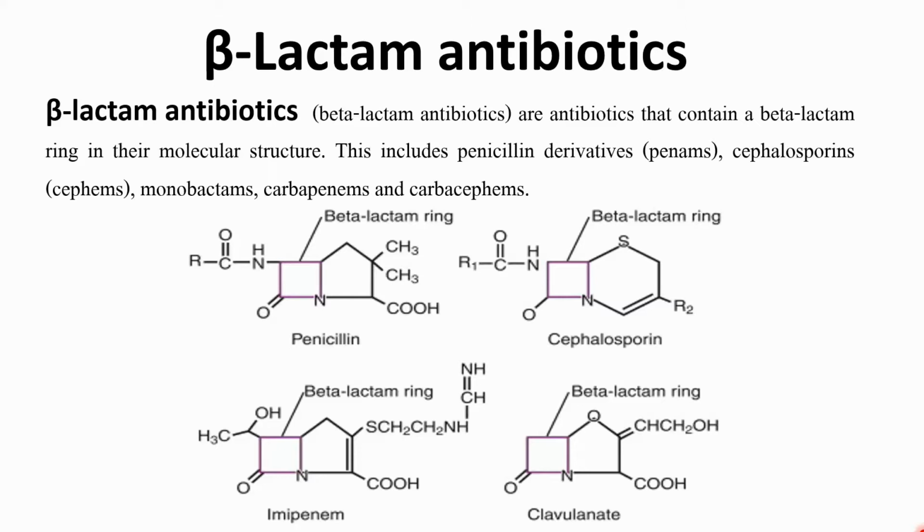Let's start with beta-lactam antibiotics. Generally, beta-lactam antibiotics are the antibiotics that contain a beta-lactam ring in their molecular structure. The examples of beta-lactam antibiotics are penicillin derivatives, which are also called penams, cephalosporins, also known as cephem derivatives, monobactams, carbapenems, and carbacephems. So these all compounds are beta-lactam antibiotics.